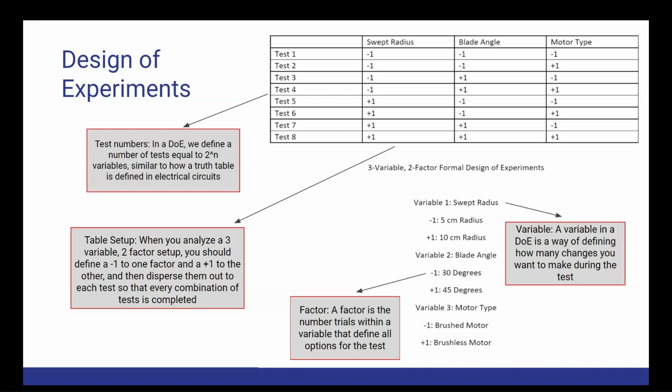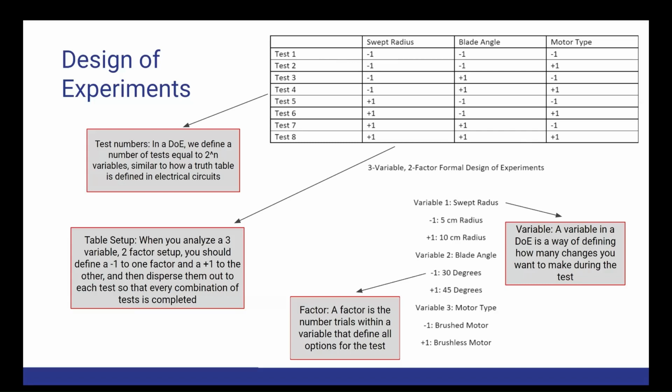In terms of the final project, we have test numbers on the left-hand side of the chart that define the number of tests that we do to completely encapsulate the full variable set. The number of tests that we use ends up being 2 to the n, where n is the number of variables. So if there are 3 variables, we need 8 tests. If there are 4, we would need 16.